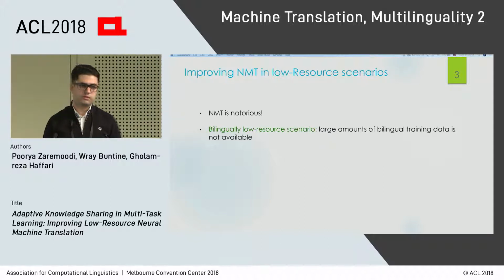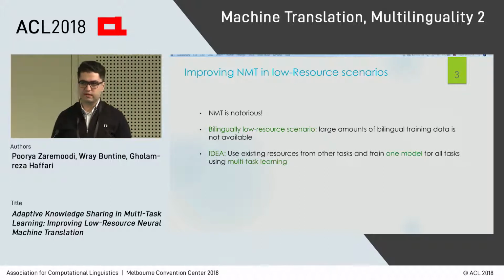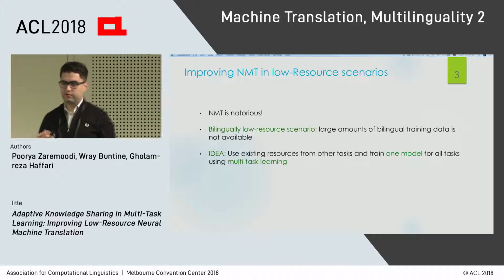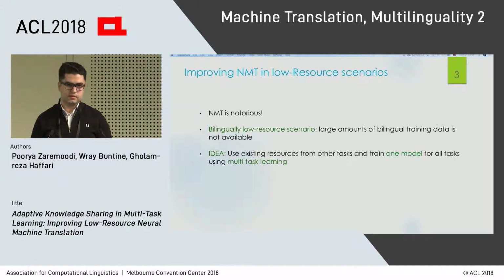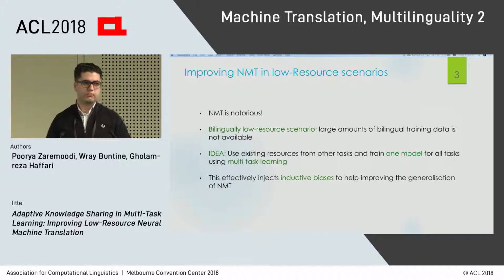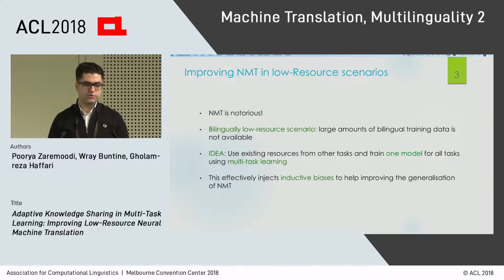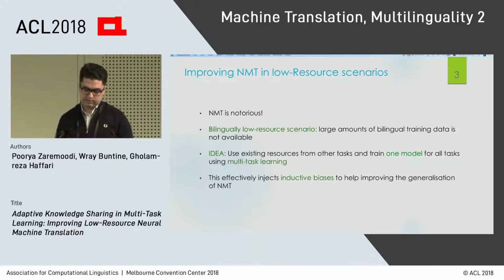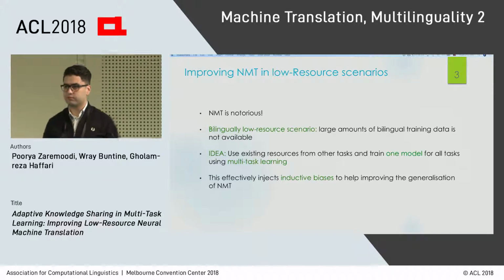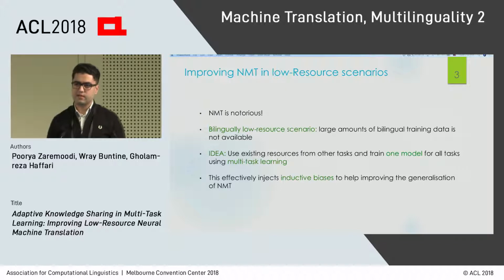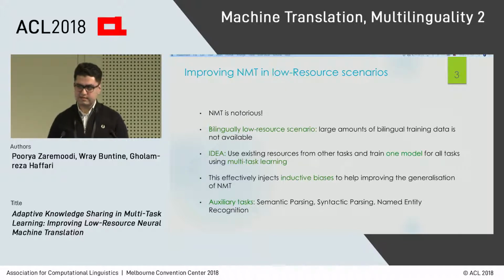One idea is to use linguistic resources and train one model for all of these tasks using multitask learning. In machine learning, multitask learning is an effective approach to inject inductive biases to help improve the generalization of the tasks. Here our main task is translation. And for the auxiliary tasks, we use semantic parsing, syntactic parsing, and named entity recognition.